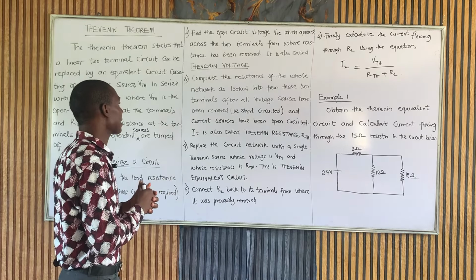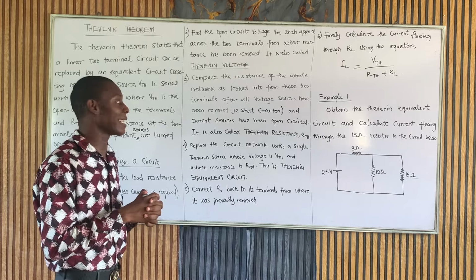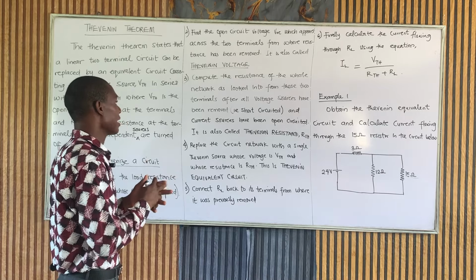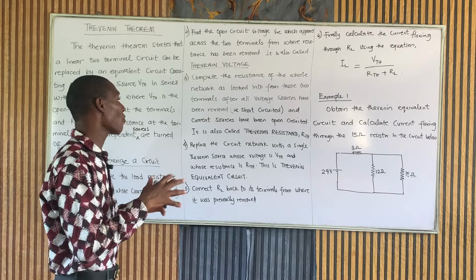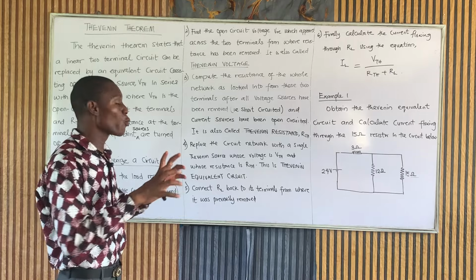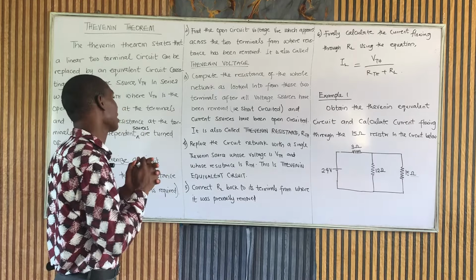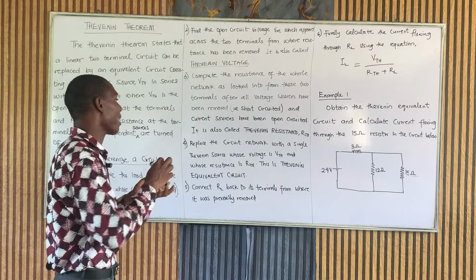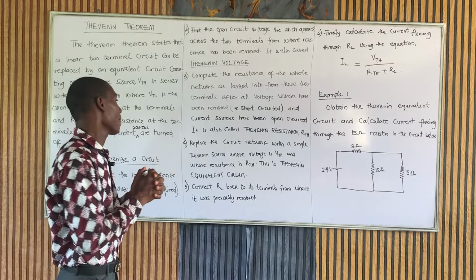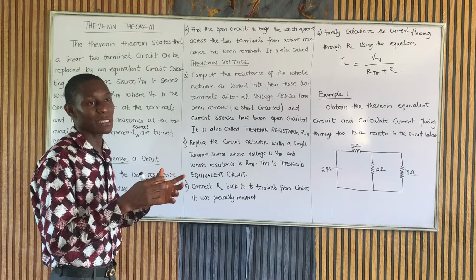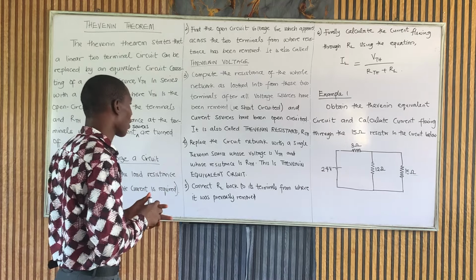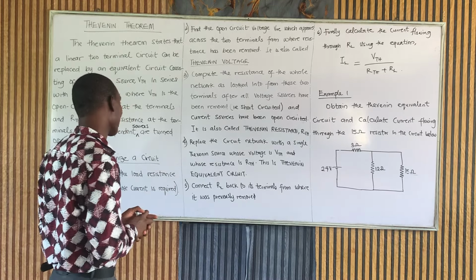And the next is to compute the resistance as looked into from these two terminals after all voltage source has been removed. So we remove all voltage source, that is by short circuiting it, and the current sources are being removed by open circuiting them. So the voltage we get is called Thevenin voltage, and the resistance we get is called Thevenin resistance.